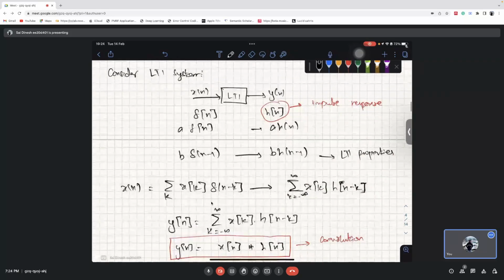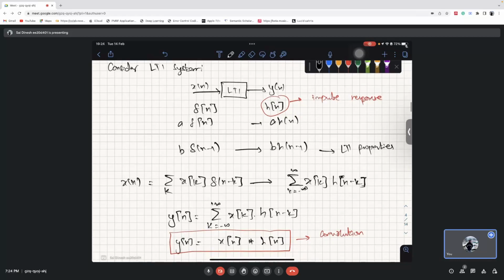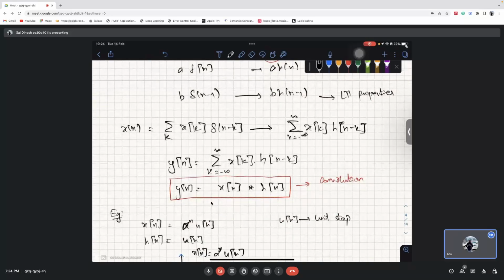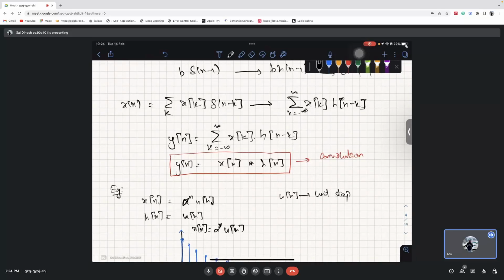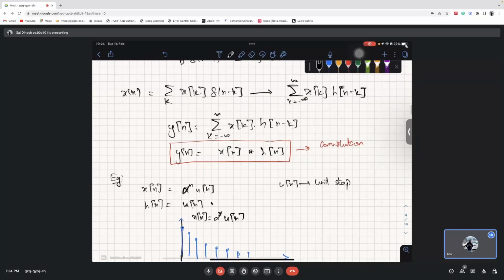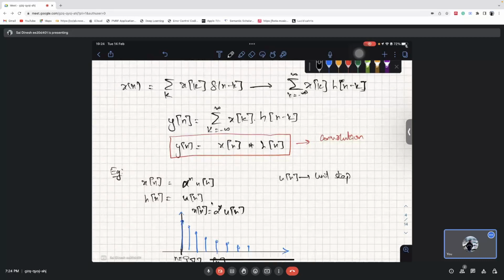So we have a times delta of n produces a times h of n. If delta of n produces h of n, then h of n is known as the impulse response, because it is the response of the system to delta of n. So a times delta of n produces a times h of n, b times delta of n minus 1 produces b times h of n minus 1. Any signal x of n can be represented as a linear combination of shifted and scaled impulse signals. So then the output of the system is a shifted and scaled version of the impulse responses.